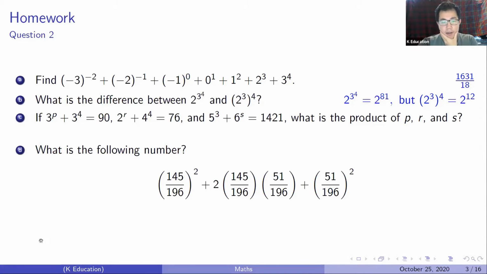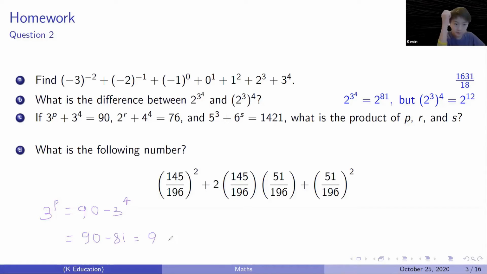Okay, question C. Again, a lot of people struggle with this one. So let me ask Kevin, how did you approach this question, part C? So I first worked out what 3 to the power of 4 was. Okay, well, 3 to the power of 4 is 81, right? We just found out. 81. And then you do 90 minus 81. So 3 to the P is 90 minus 3 to the 4. So it's 90 minus 81, which is 9. So P had to be 2. Yeah, P is 2 because 3 squared is 9.